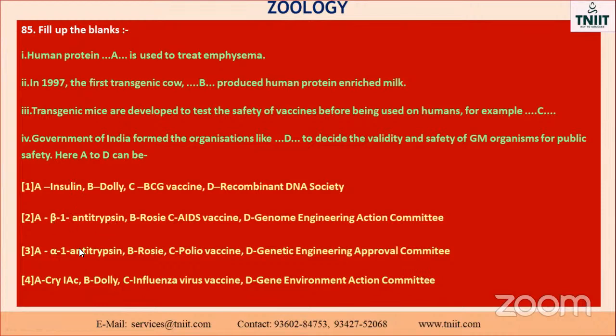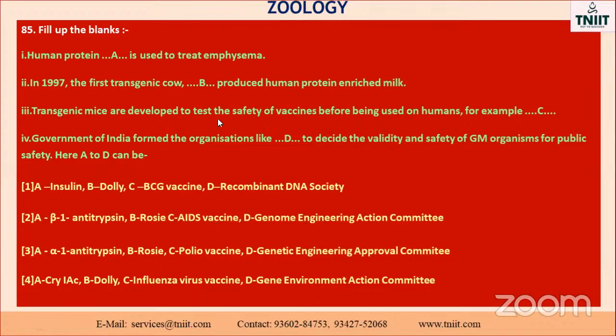Alpha 1 antitrypsin may be B, and alpha 1 antitrypsin is 1. Okay. And B is Rosy, same. The first transgenic cow, what is that? Rosy or Dolly? Dolly is a sheep. Influenza, Dolly is also. It will not come. So the answer will be B or C.